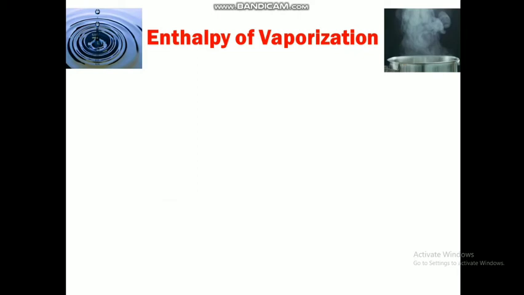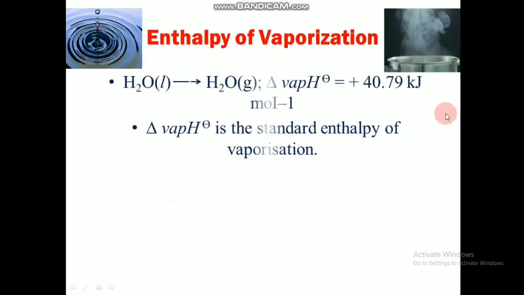Similar to what we said in the case of enthalpy of fusion, enthalpy of vaporization is when the liquid changes to gaseous form. So H2O liquid forming H2O gas, the delta H vaporization is equal to 40.79 kilojoules per mole. So if 1 mole of liquid is converted to H2O gas or water vapor, it needs 40.79 kilojoules of energy. At standard state, it is known as standard enthalpy of vaporization.